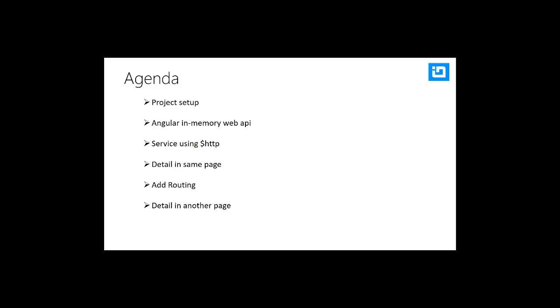Then we'll learn a little bit about Angular in-memory web API, because we are not going to make calls to a real API. For the purpose of this webinar, we are going to use Angular in-memory web API. Then we'll use the HTTP service to fetch data from the API. Then we'll see a scenario when we want to show detail of a master on the same page. Then we'll add routing and see how we can show detail in another page.